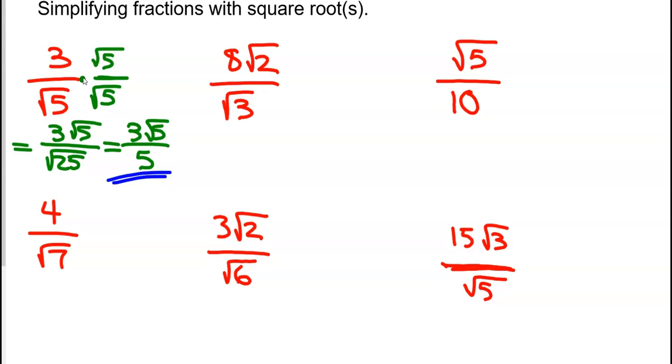Now be careful with the fraction, because sometimes the two numbers, 3 and 5, actually share a factor other than 1, and the fraction can be simplified even one step further. In this case, 3 and 5 only have a factor of 1, so this is the final answer.